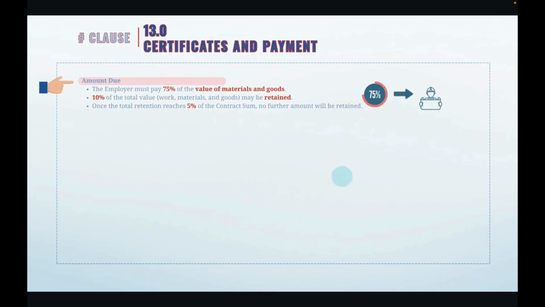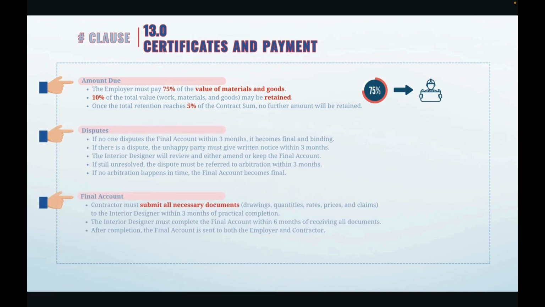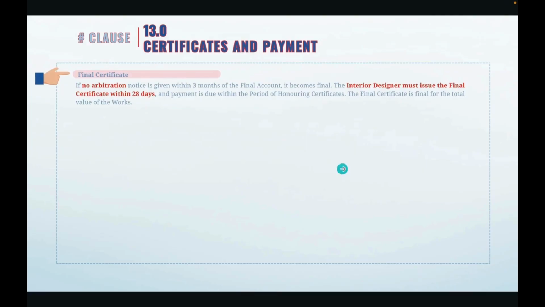Look at clause 13 certificates and payment. The employer must pay 75% of the value of materials and goods to the contractor. If no one disputes the final account within 3 months, it becomes final. Contractor must submit all documents within 3 months after completion. Final certificate. If no arbitration notice is given, the interior designer must issue the final certificate within 28 days.